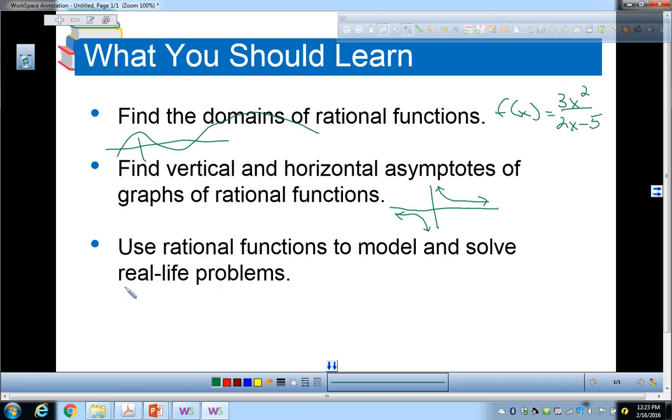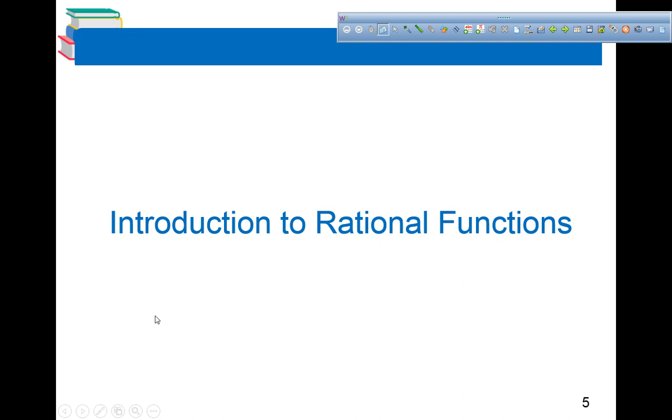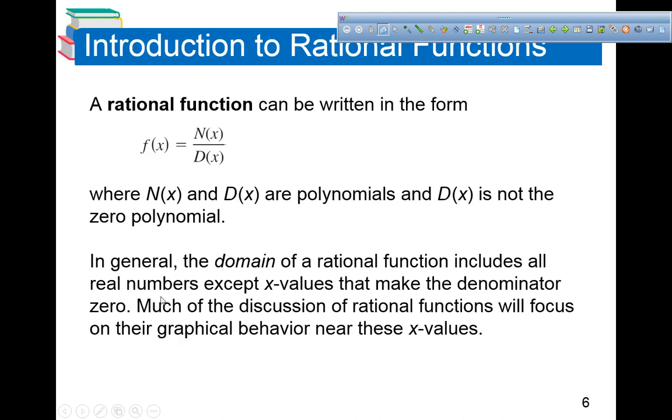We're going to learn about some real life problems at the end using rational functions. So anyway, introduction to rational functions. There you go. You don't have to write everything down.